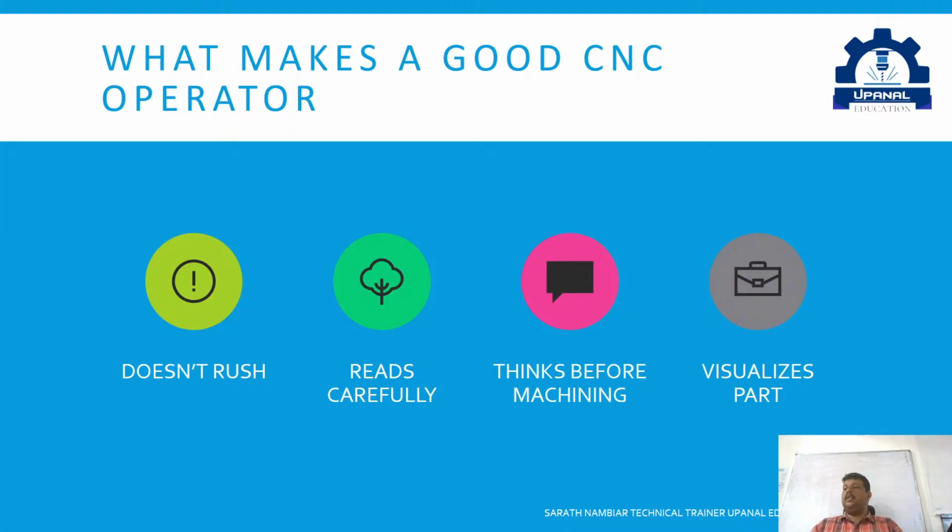Let me tell you what separates an average person from a good CNC operator. It is not speed, it is clarity. A good operator does not rush. He reads the drawing slowly, carefully. He visualizes the part, and only then does he start machining. That is why his work is accurate. So never try to be fast, try to be clear.